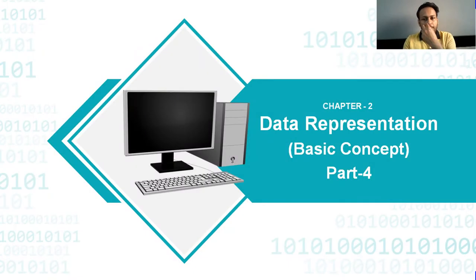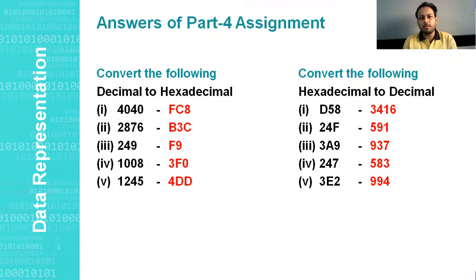In our previous lecture, chapter 2, data representation, we learned how to convert decimal to hexadecimal and hexadecimal to decimal. And I gave some questions to solve. So these are the answers to the questions of part 4. You can match these answers to yours.